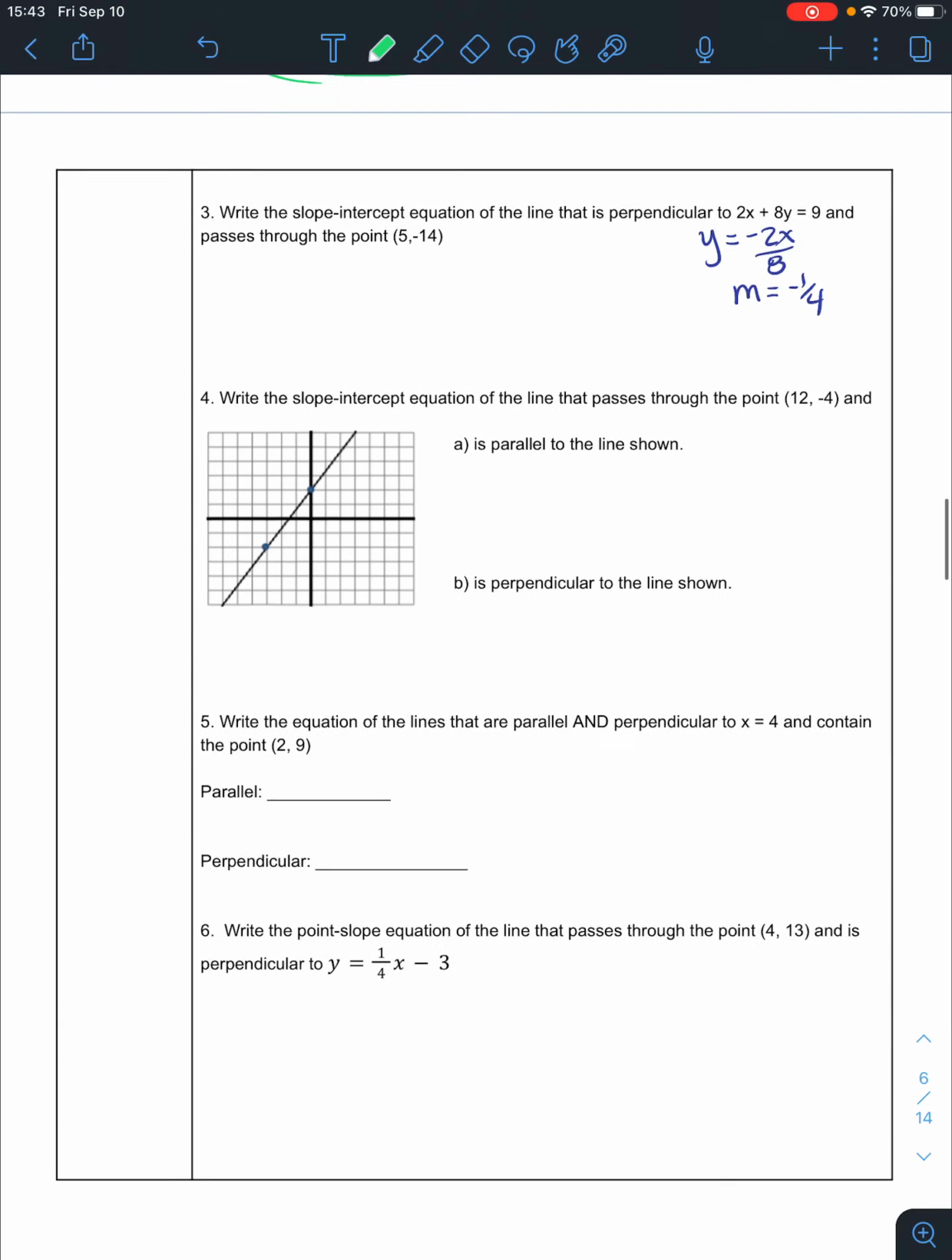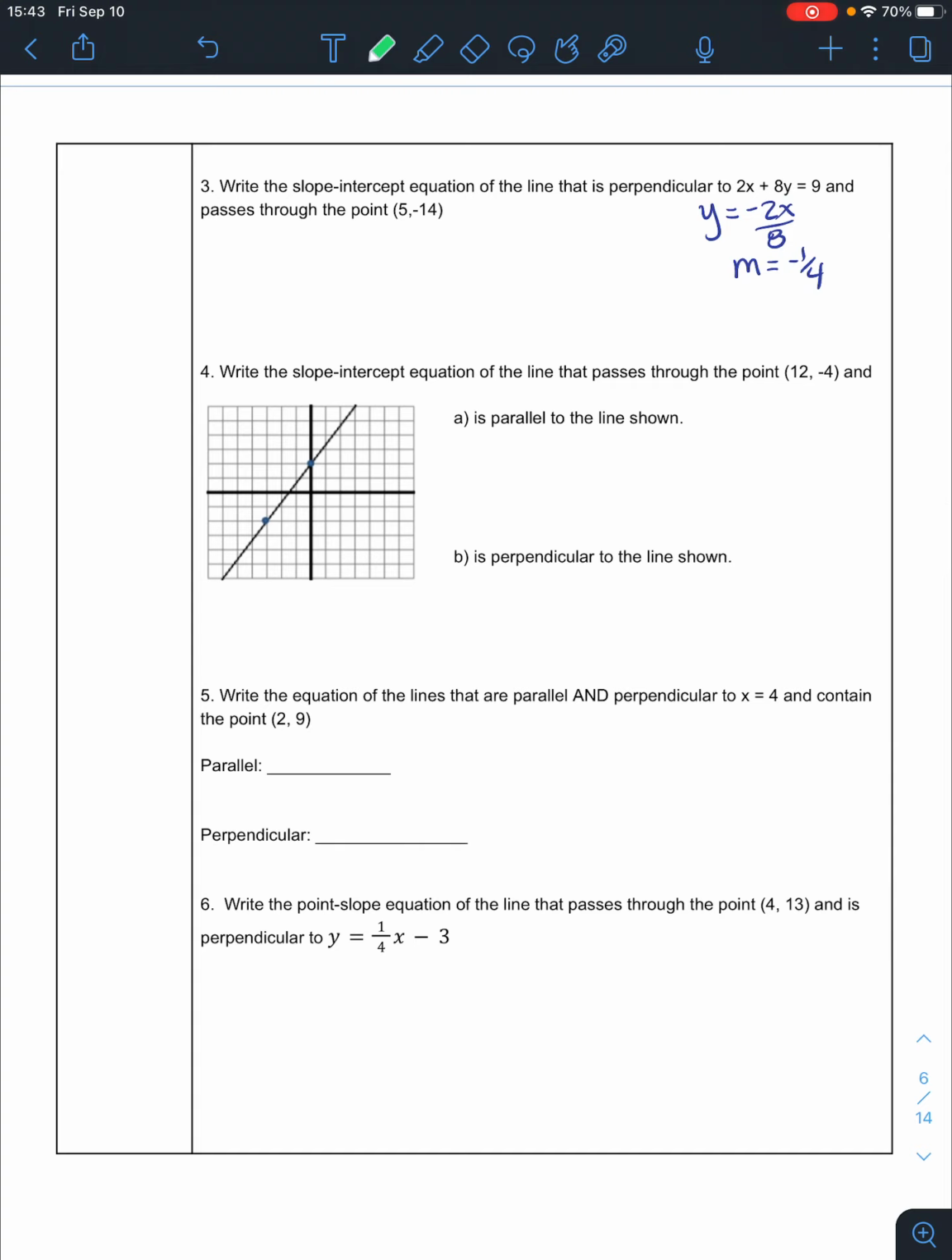So just like we did the other day, it's just we're getting our slope from a different place. So write the slope-intercept equation of a line that is perpendicular. As soon as you see that word, you know that that's going to be useful to you. Perpendicular to 2x plus 8y equals 9 and passes through the point 5, -14. Again, we need a point and a slope. I have a point, I need a slope.